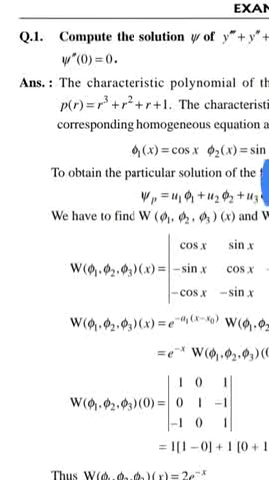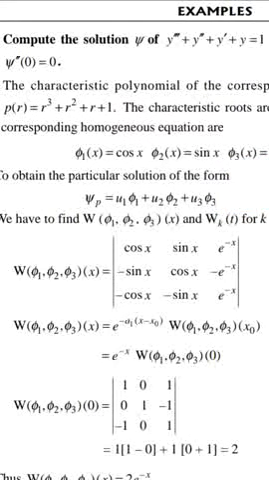To obtain the particular solution of the form ψp = u1 φ1 + u2 φ2 + u3 φ3, we have to find W(φ1, φ2, φ3)(x) and Wk(t) for k = 1, 2, 3. W(φ1, φ2, φ3)(x) is the determinant with rows cos x, sin x, e^(-x); -sin x, cos x, -e^(-x); -cos x, -sin x, e^(-x), and W(φ1, φ2, φ3)(x) = e^(-(x - x0)).